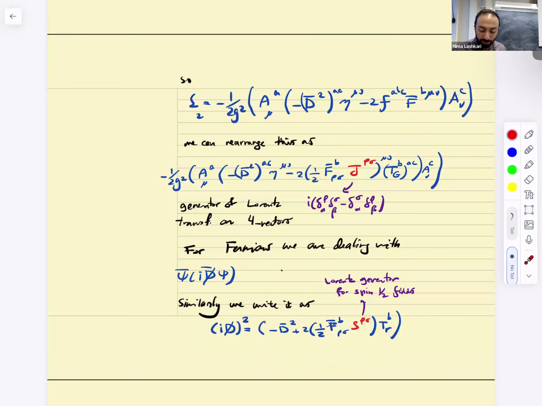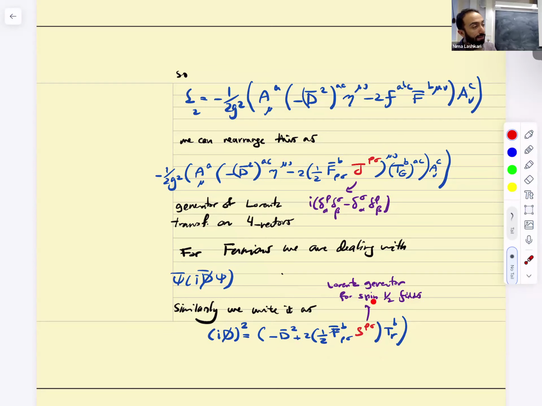So the point of this calculation is that you see that the contribution coming from that second order A will take the form of minus D bar squared eta mu nu minus 2 half f bar of b D A D A. This is the generator of Lorentz transformation for a 4-vector, and this is just fixed point representation theory. Same here. When you do this for the spin half, you get a very similar expression. This is the Lorentz generator for spin half field.